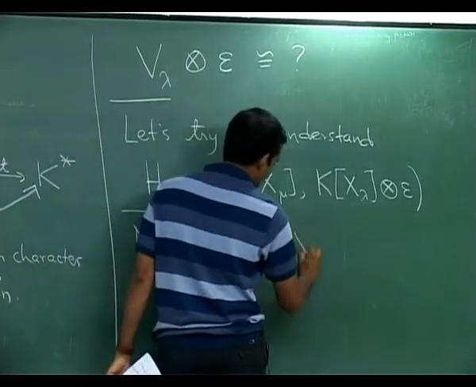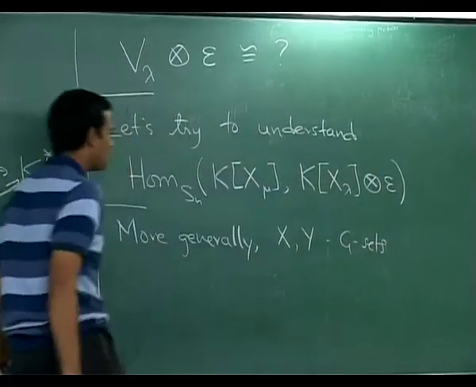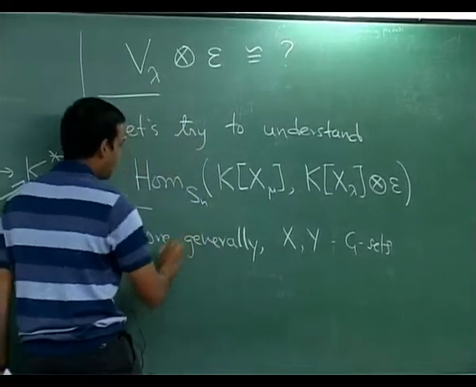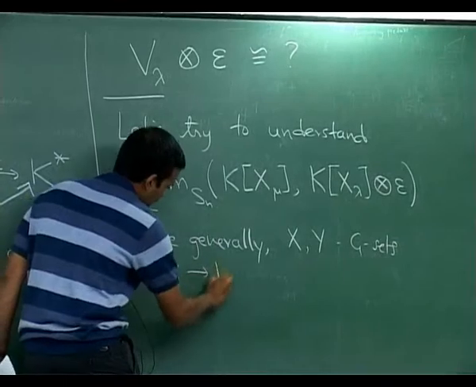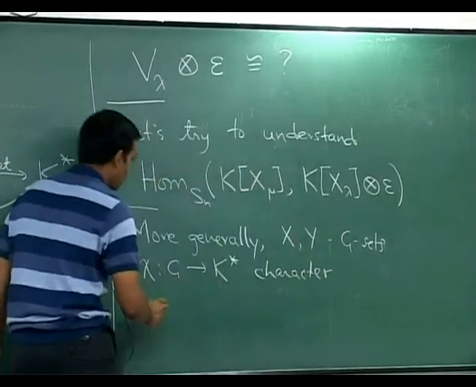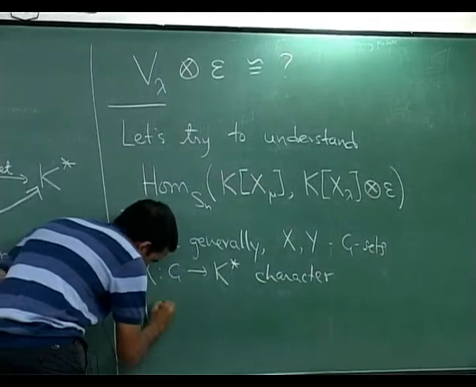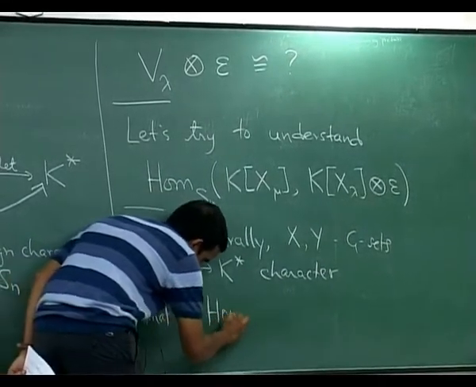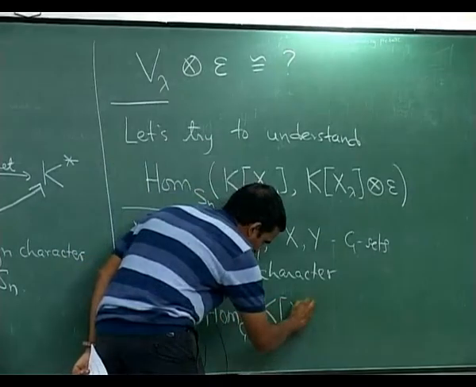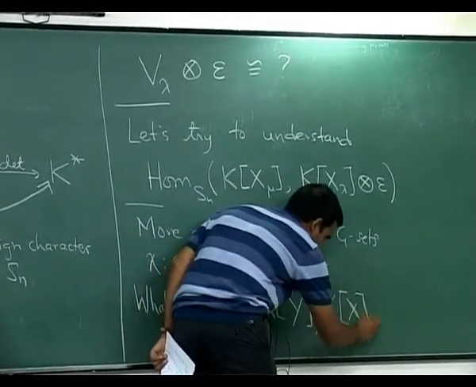Take two G sets, okay, maybe finite G sets, and take a character chi and ask what is Hom_G(k[X], k[Y] tensor chi).